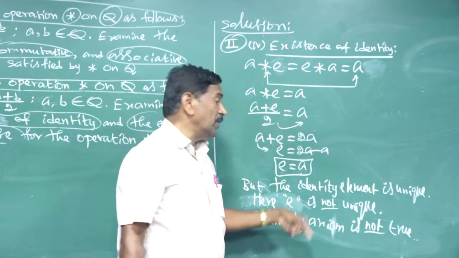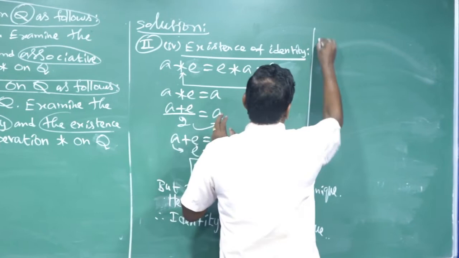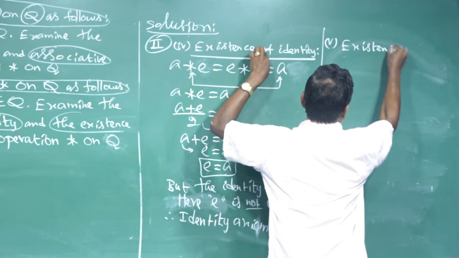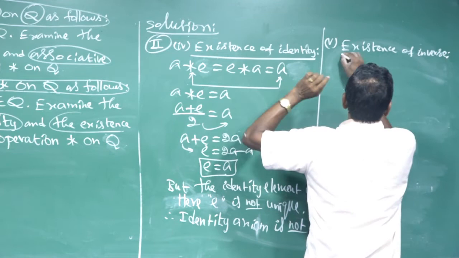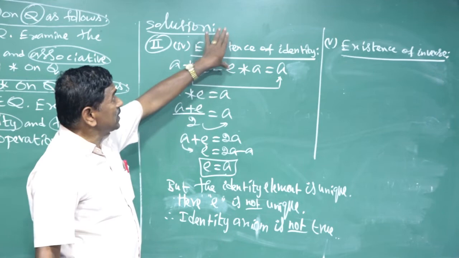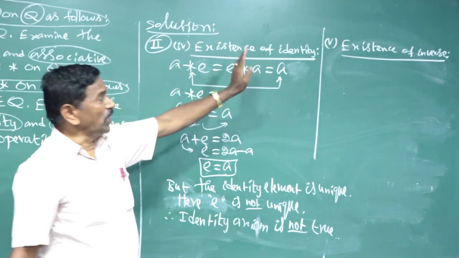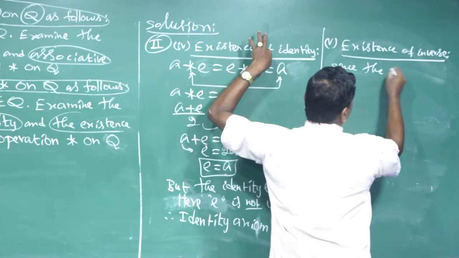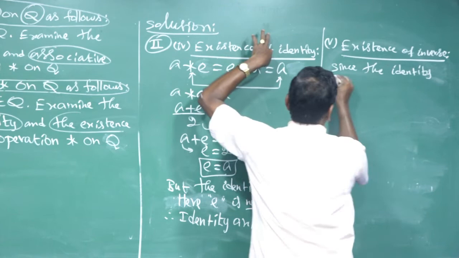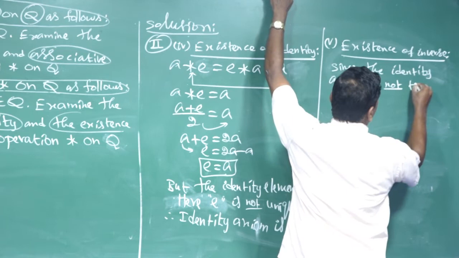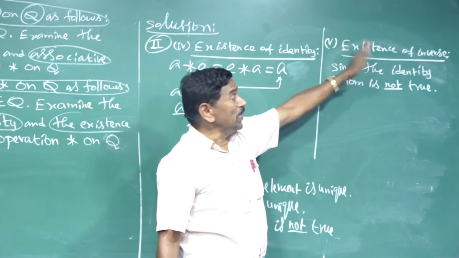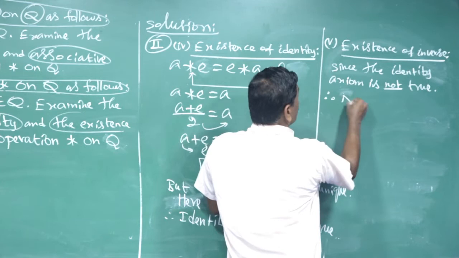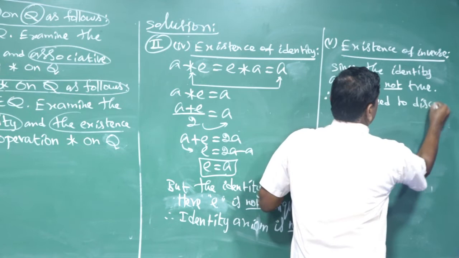Now, subdivision 5. Listen. Subdivision 5 is existence of inverse. Here, since the identity axiom is not true, therefore we no need to discuss inverse axiom.